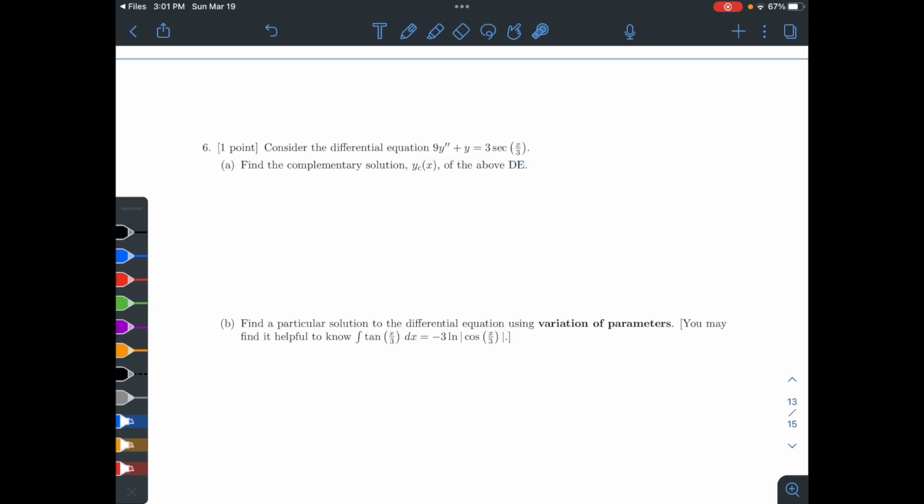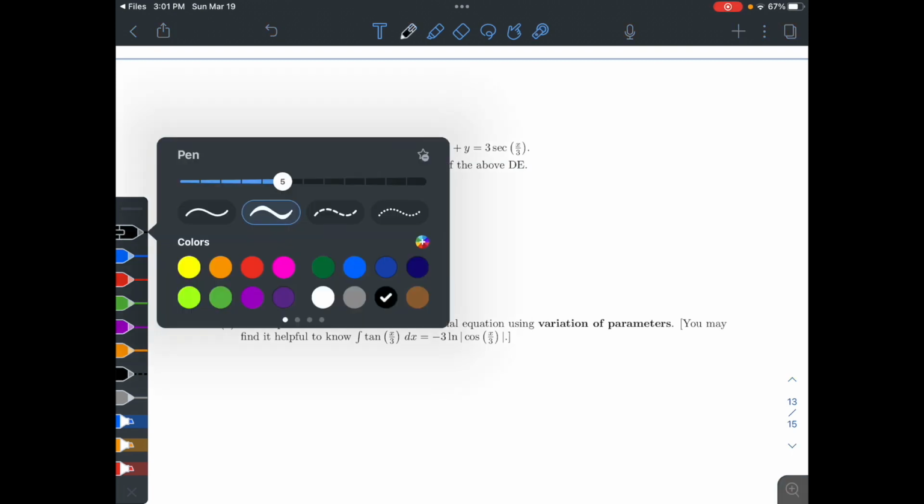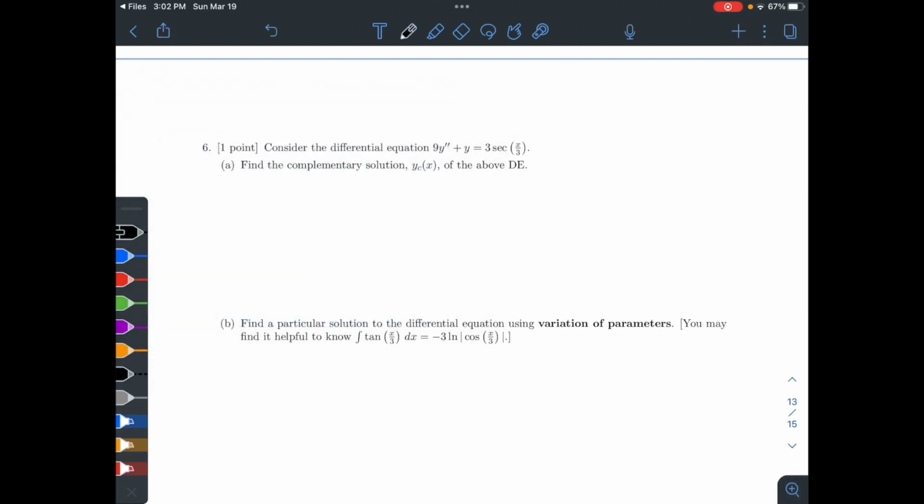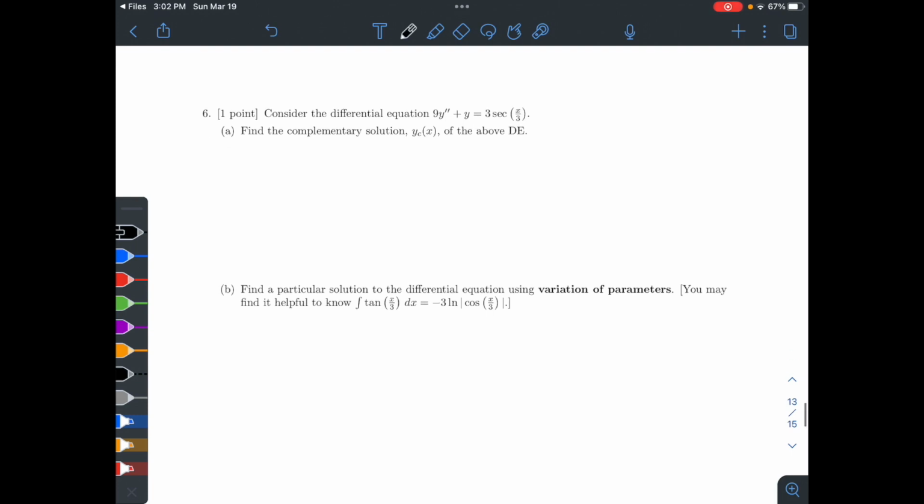I messed this one up when I was writing up my solutions in the beginning. So I'll just point out the main thing that everyone messes up on these things, and that is forgetting that first step of normalizing the differential equation. So this 9 is in front of that y double prime, so we want to start by dividing out by the 9.